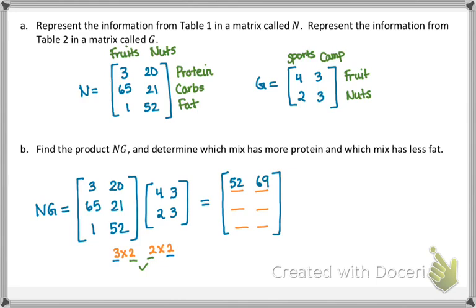Okay, and then your numbers get a little bigger. Moving on to the next row. Second row, first column: 65 times 4 plus 21 times 2. And you should end up with 302. And then the next element, second row, second column: 65 times 3 plus 21 times 3. You should have 258.